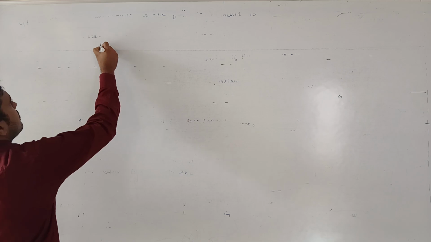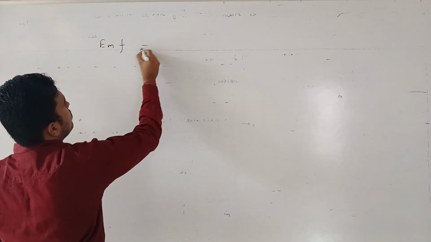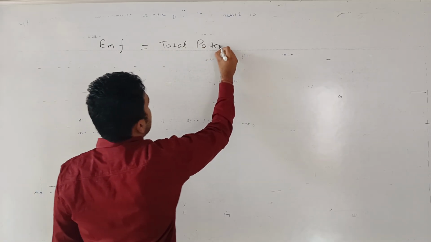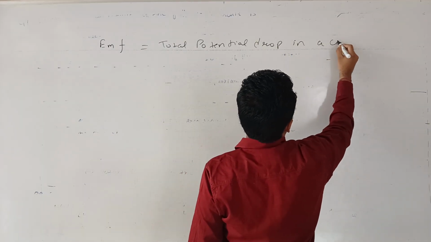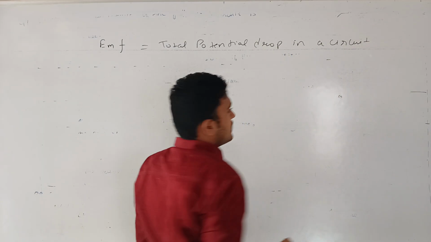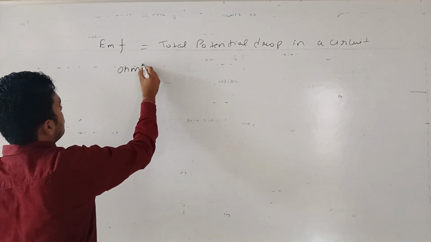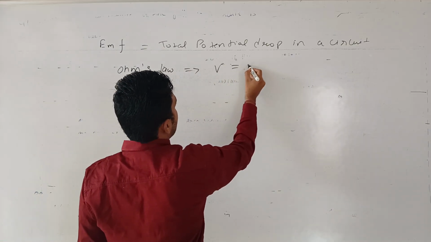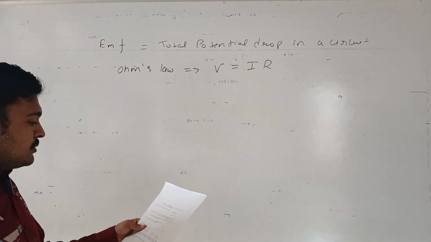So the very first concept is the concept of EMF. What is EMF of a battery? EMF is equal to the total potential drop in a circuit. Then we have Ohm's law. It states potential drop is equal to current into resistance in a circuit. V is equal to I into R.